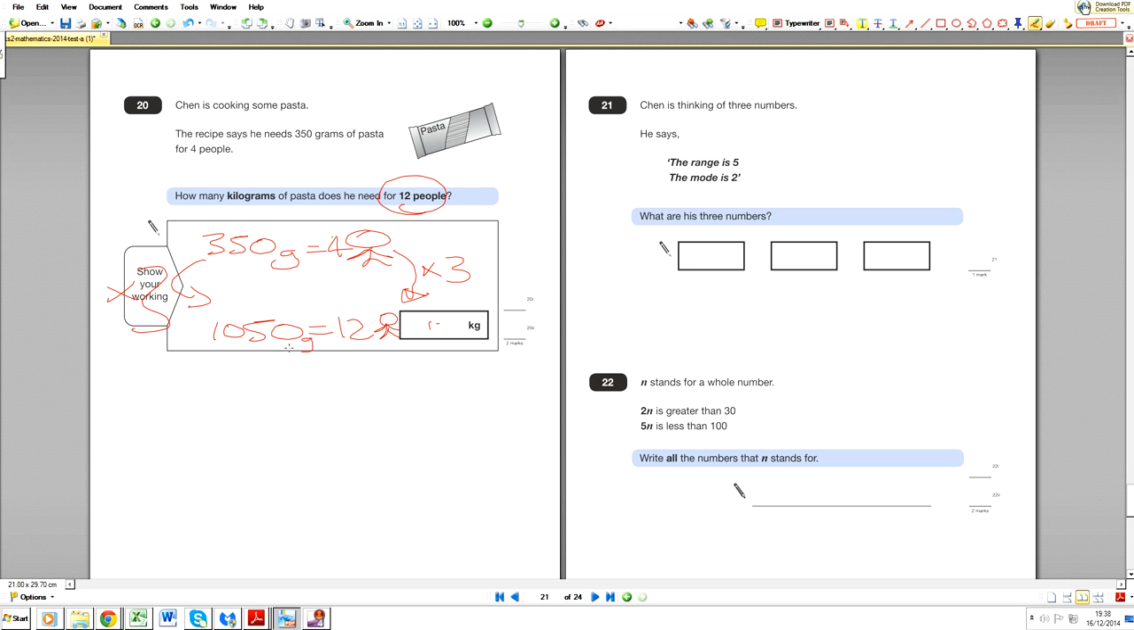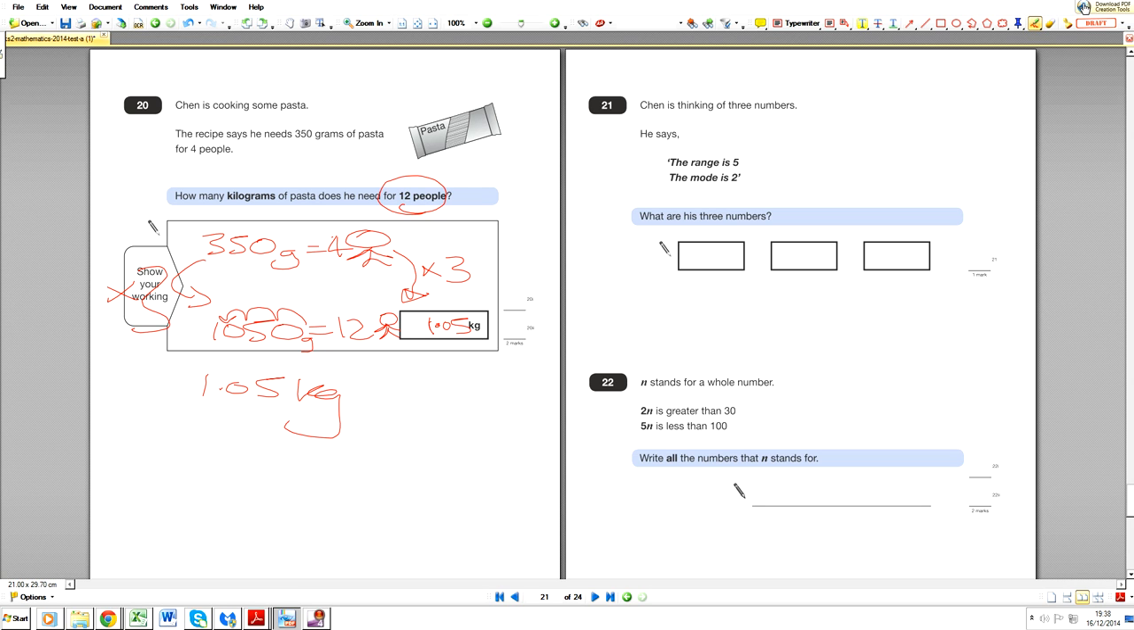Because it's grams, we're going to change it back into kilograms, divided by 1,000. So the final answer will be 1.050. You can't put the extra 0 in there, that won't make any difference to the answer. But 1.05 kilograms is the simplified answer to that.